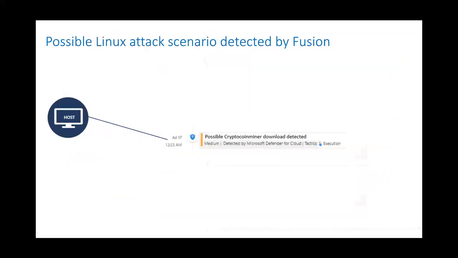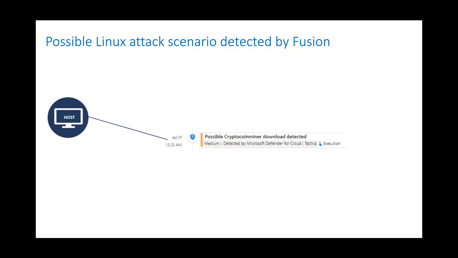Now, let's take a look at a second example that's related to a Linux-based attack. Here we're using scheduled alerts built on syslog data and Azure Security Center. That's what the scenario is based on. So in this example, let's assume that an analyst sees this Microsoft Defender for Cloud alert, and the alert is possible crypto coin miner download detected in Sentinel.